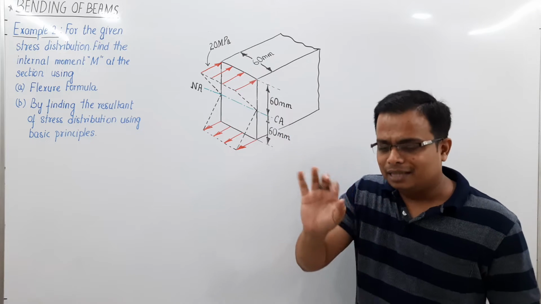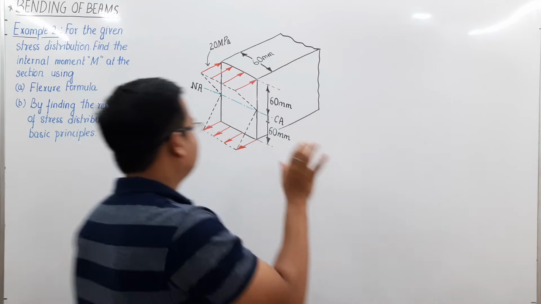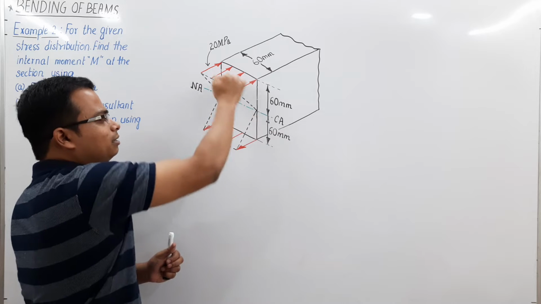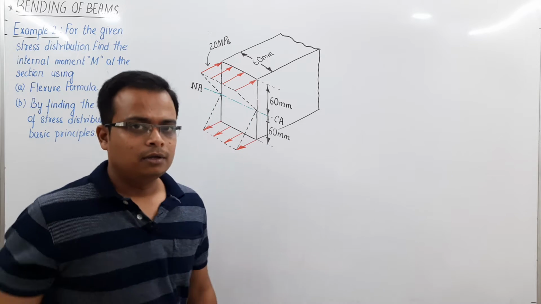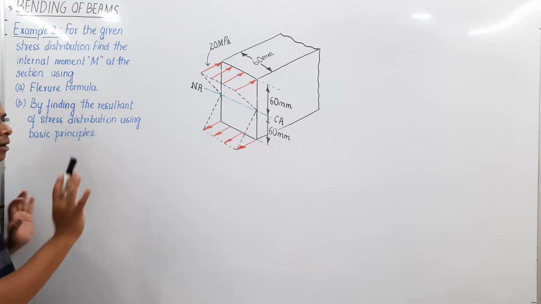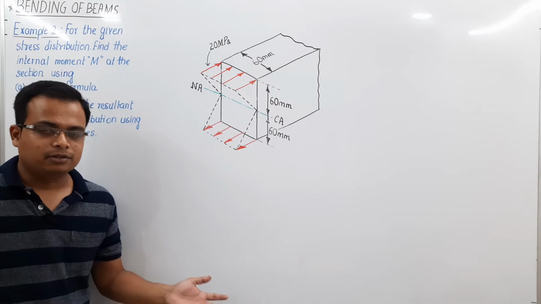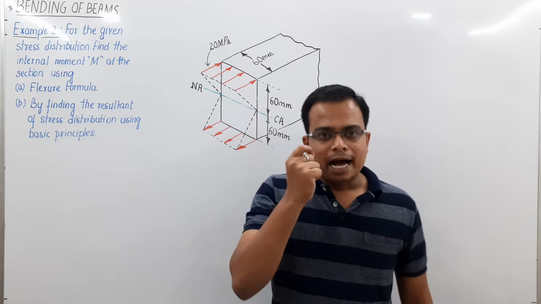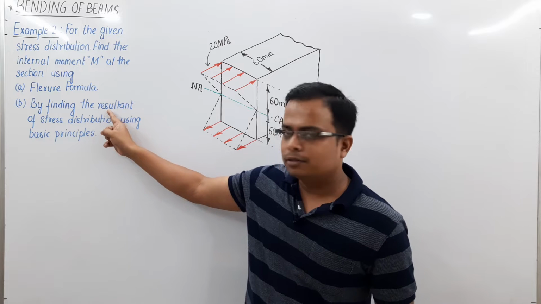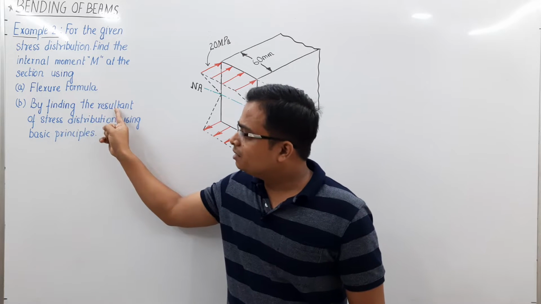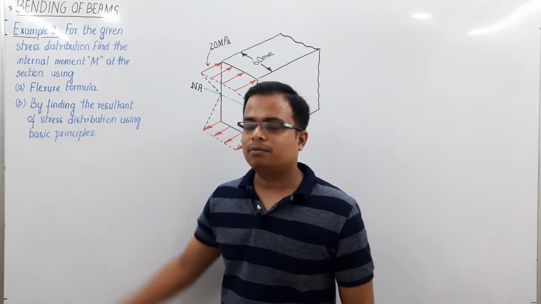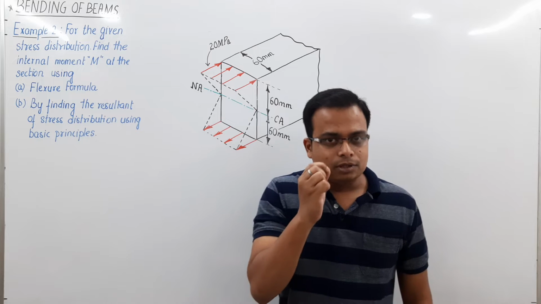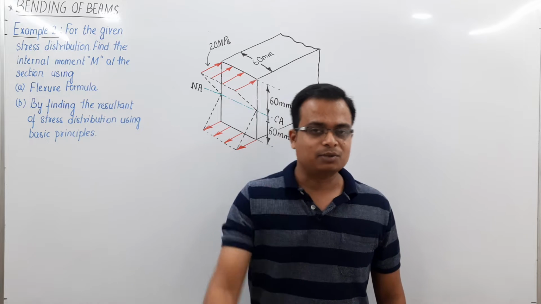What we need to work out is the value of the internal moment at this cross section, and obviously that internal moment would be acting like this. You've got the thumb in the direction of the neutral axis like this, internal moment. This internal moment has to be found using the Flexure formula, and it's very easy. You just need to plug in all the values and you'll be getting the internal moment. But the fascinating aspect of this particular problem is, just try to read this. You need to find the internal moment by finding the resultant of the stress distribution using basic principles. And even here you've got to explore two options, using the calculus approach and then using the basic math approach, using the common sense approach, you can say so.